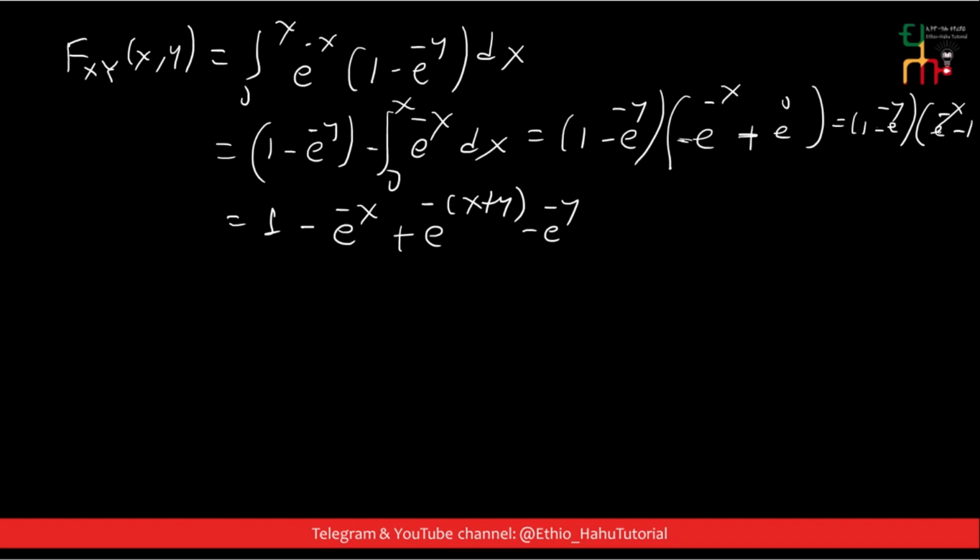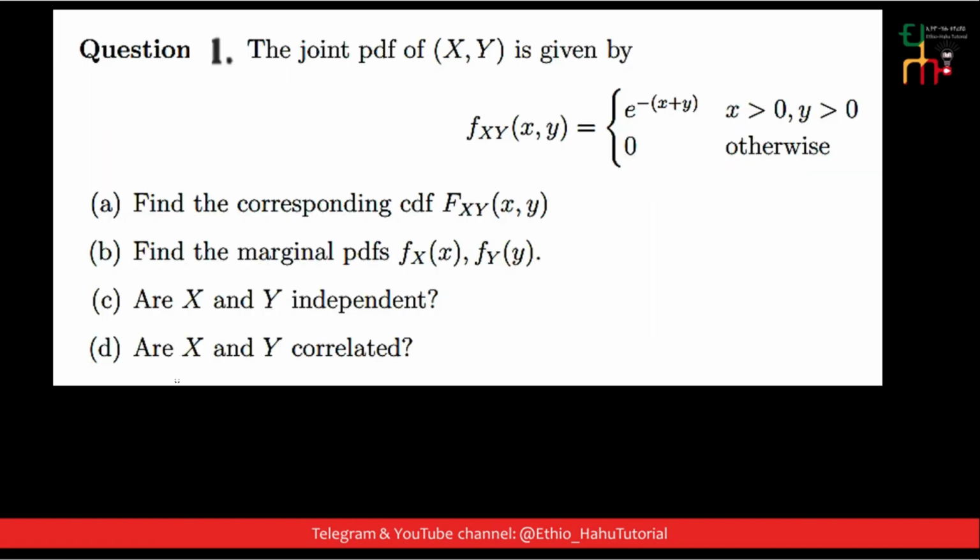1 times minus e to the power of minus x, minus e to the power of y. 1 times 1 is 1, minus e to the power of y times minus e to the power of minus x is plus e to the power of minus of x plus y, minus e to the power of y times 1 is minus e to the power of y. This is the joint cumulative distribution function of x, y.